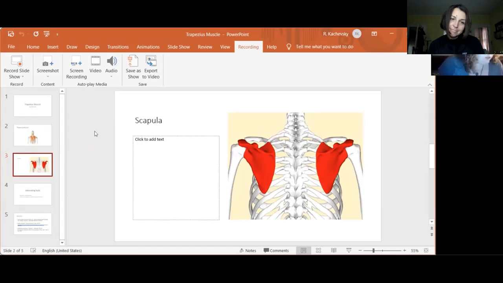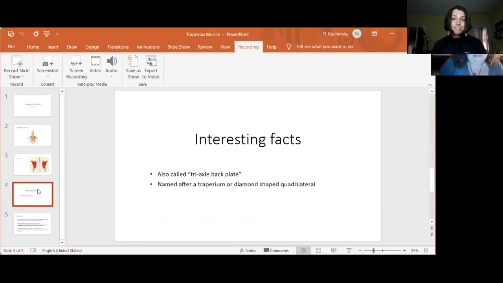As far as the muscle nerve supply, the muscle is supplied by the accessory nerve as well as the C3 and C4 spinal nerves. Fun facts.